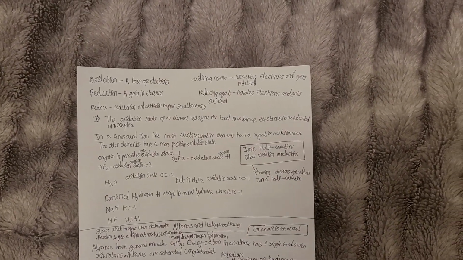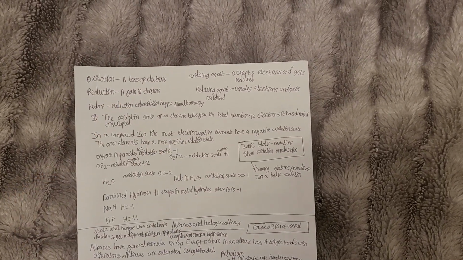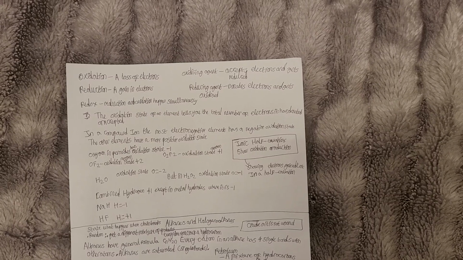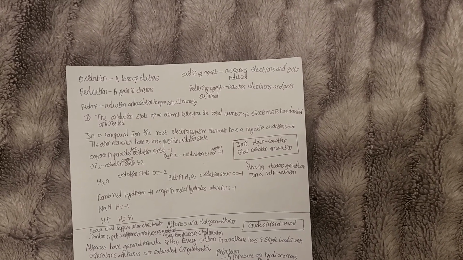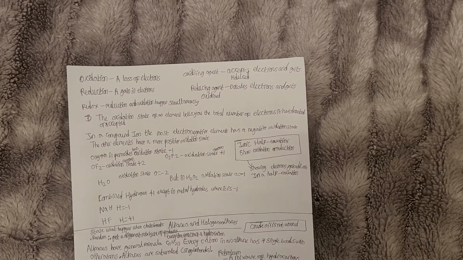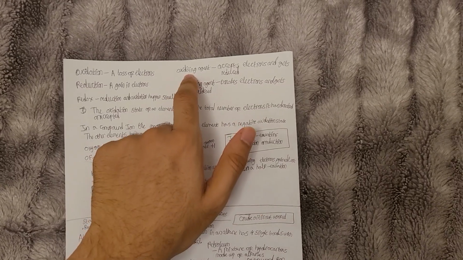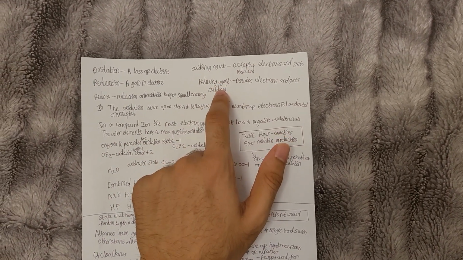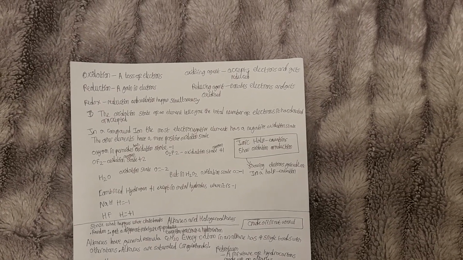And then the redox reaction part. Oxidation, a loss of electrons, reduction, a gain of electrons. Redox, reduction and oxidation happen simultaneously. Oxidizing agent accepts electrons and gets reduced. Reducing agent donates electrons and gets oxidized. So just think of the opposite. The oxidizing agent is going to get reduced, so it's going to accept electrons. Reducing agent is going to get oxidized, donates electrons. And oxidation, loss of electrons, reduction, gain of electrons.